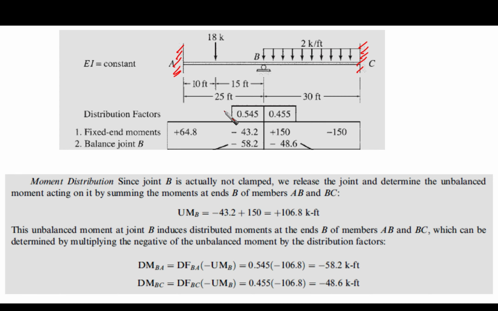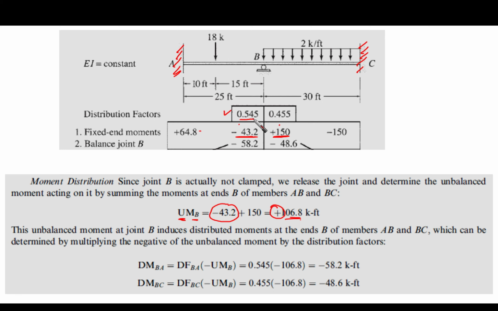Okay, we know the distribution factors. We know all the fixed end moments. So look at the fixed end moments. We have minus 43.2 plus 150. So it seems that we have an unbalanced moment. By summing them up, we're going to find that the unbalanced moment at point B is going to be positive 106.8. This 106.8 is going to be distributed to the right and left based on the distribution factor.